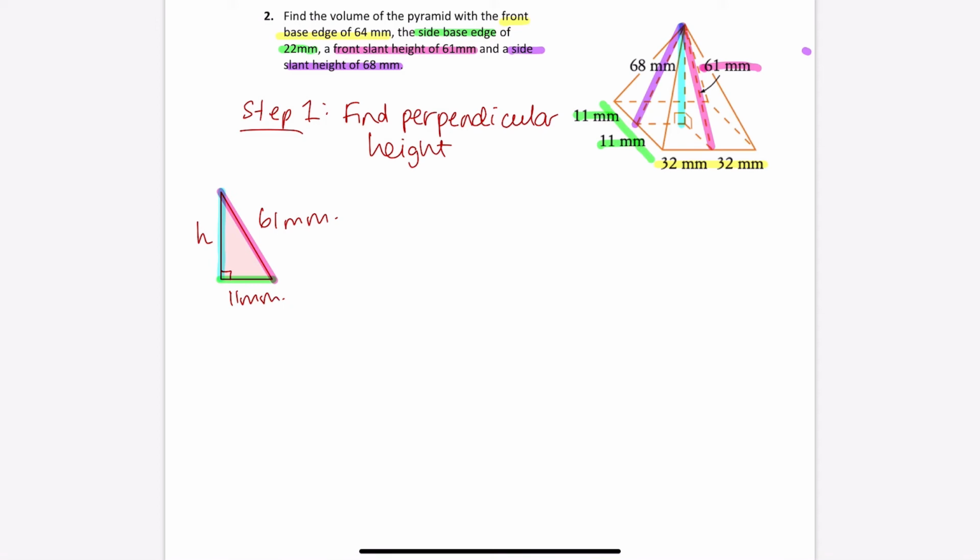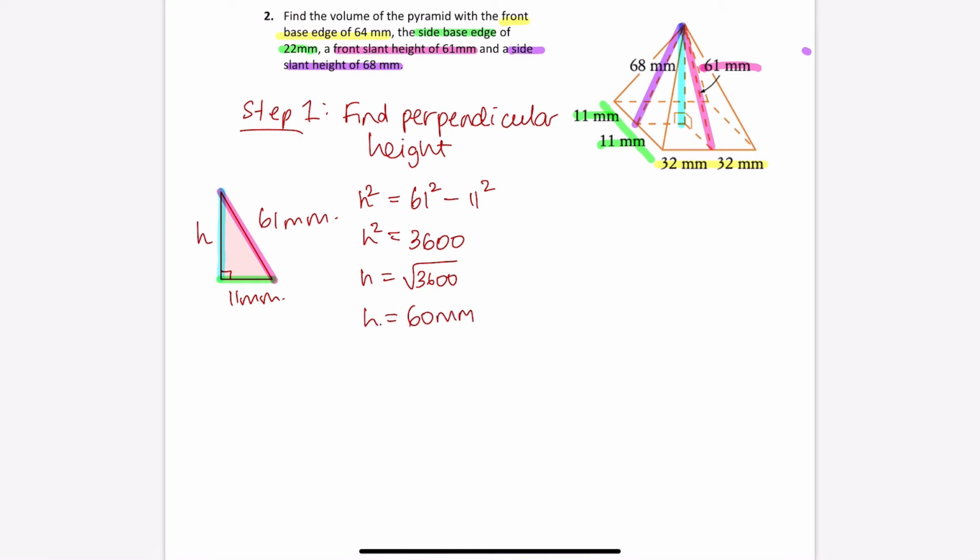Let's find the perpendicular height using that triangle. So I'm going to go straight into the form where h squared is the subject. Okay, so h squared equals the hypotenuse, 61 squared minus the other shorter side. When you put that in the calculator, what you get is 3600, and then you have to square root that to get h, root 3600, which equals 60 millimeters.